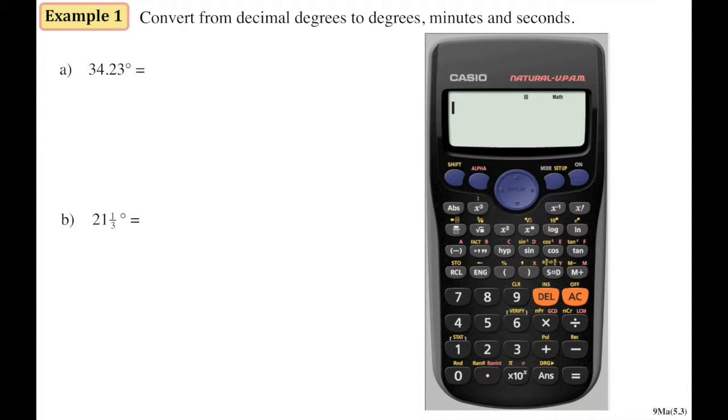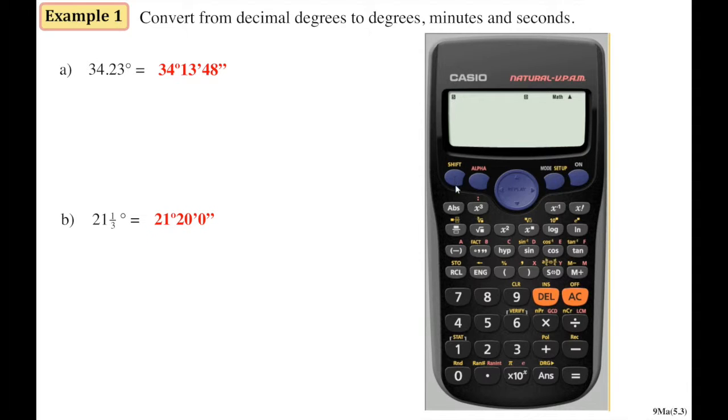Now, when you're dealing with a question like this, it's a case of let's get the answer. So the answer is 34 degrees, 13 minutes and 48 seconds. But let's watch the video. You type in 34.23, push equals, and tap the degrees, minutes, seconds button repeatedly, and you get the answer.